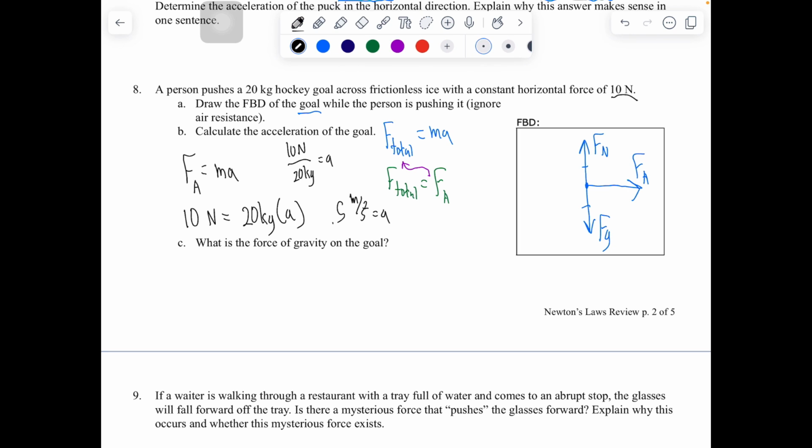What is the force of gravity on the goal? Well, we have an equation for force of gravity. Keep in mind, force of gravity is weight. We could also be asked what is the weight of the goal, and it would be the exact same solution. Force of gravity, or the weight, is equal to m times g. The mass is 20. The acceleration is 9.8. We plug in, and we can just go ahead and use a little calculator. 20 times 9.8 is going to give us 196. What's our unit? Well, it is a force. Every force is measured in newtons.